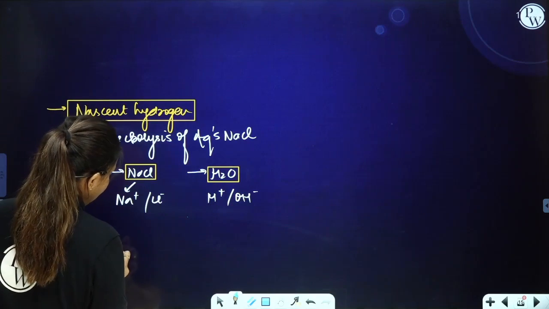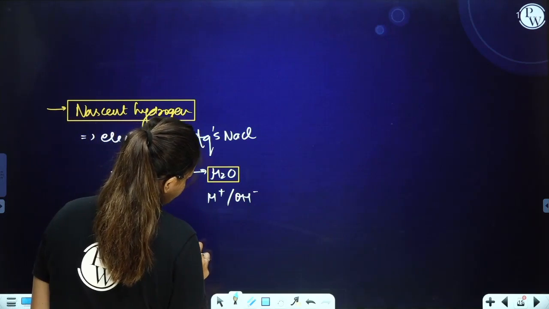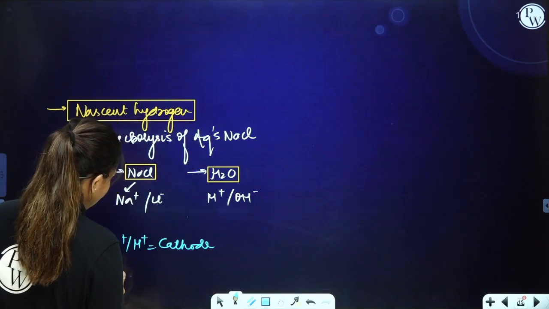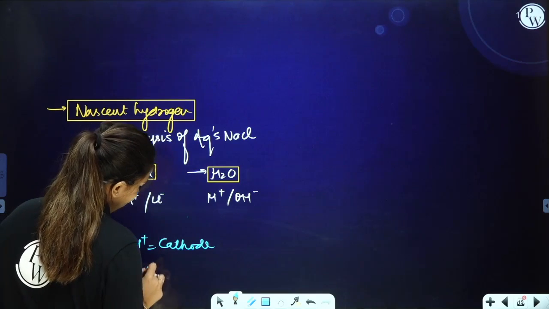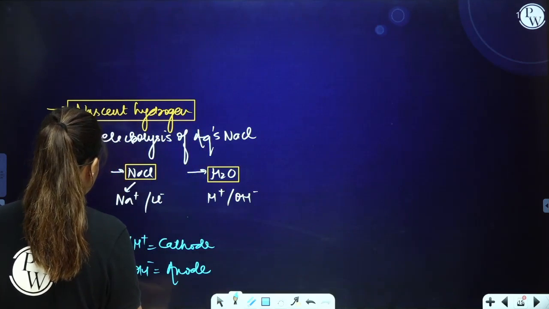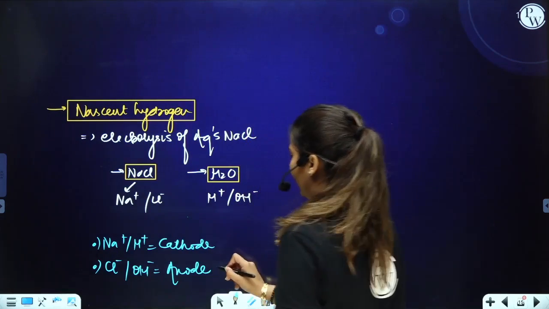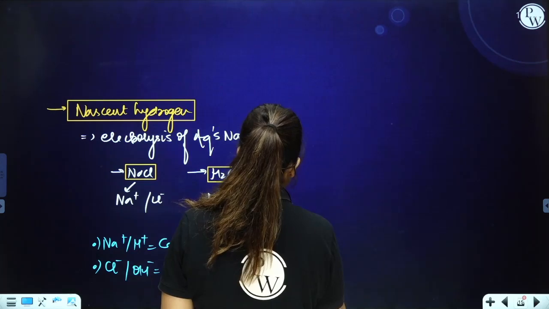This Na positive and H positive is coming at the electrode which is called the cathode, whereas the Cl negative and OH negative is coming at the electrode which is called the anode. One is cathode and the other will be anode. Now what do you see at the anode? What do you see at the cathode?